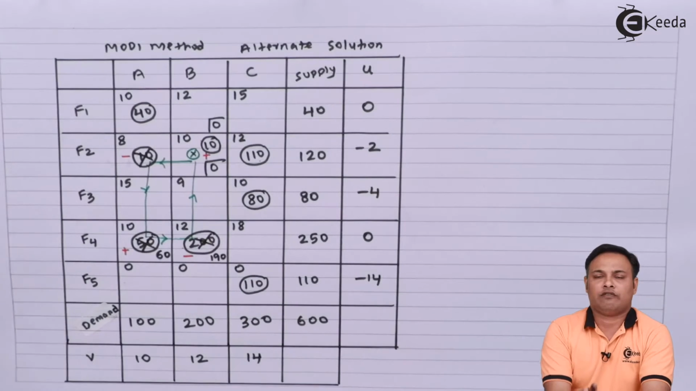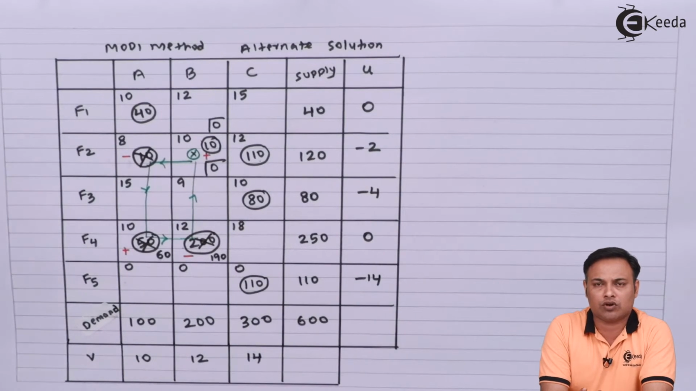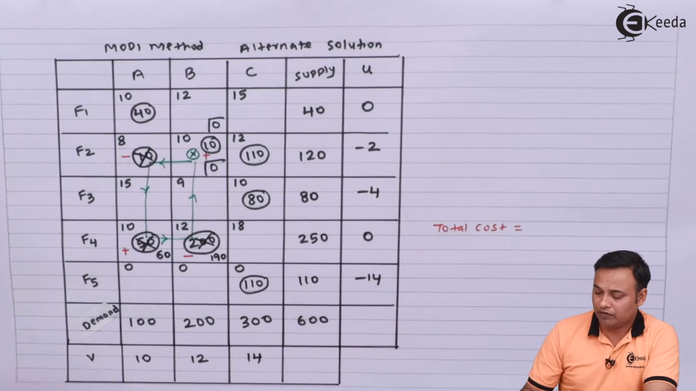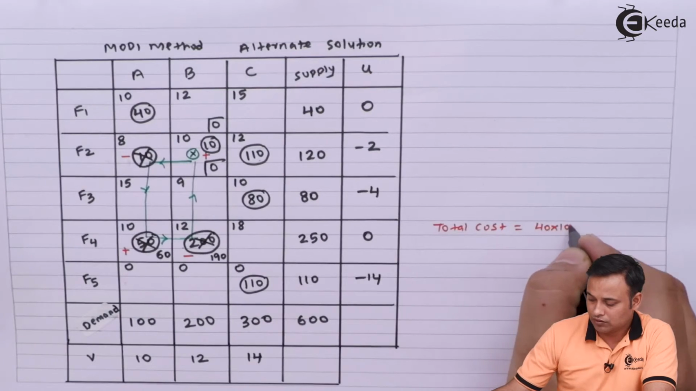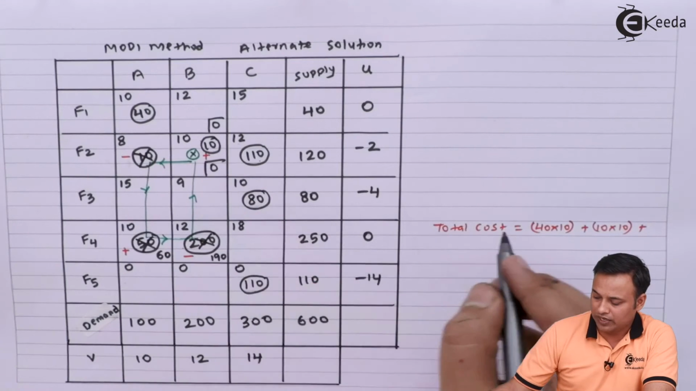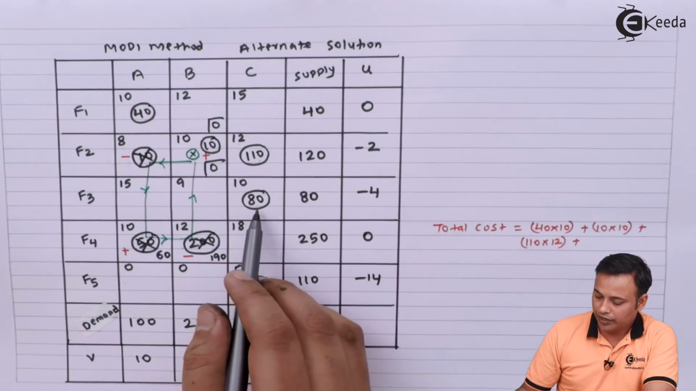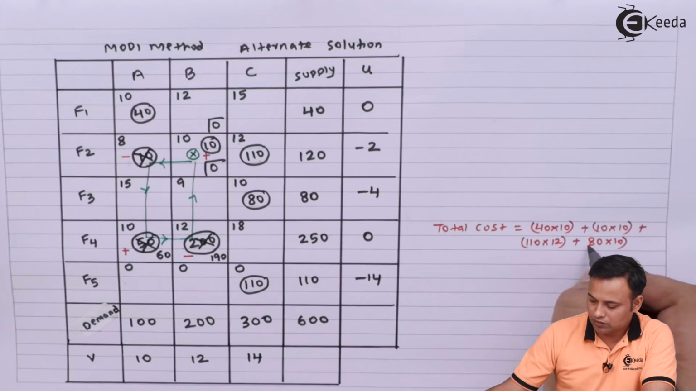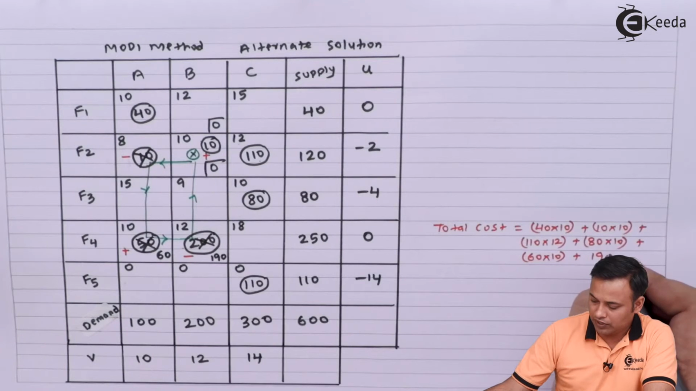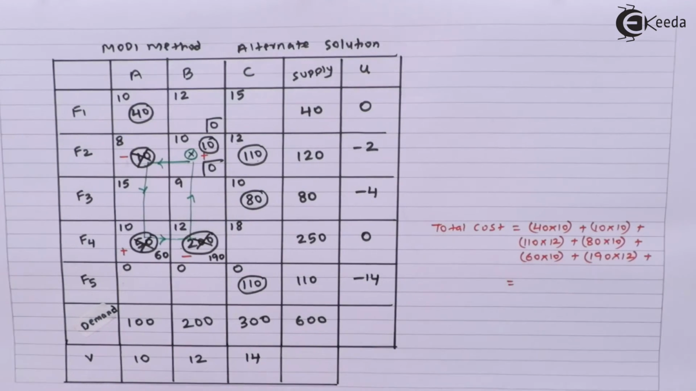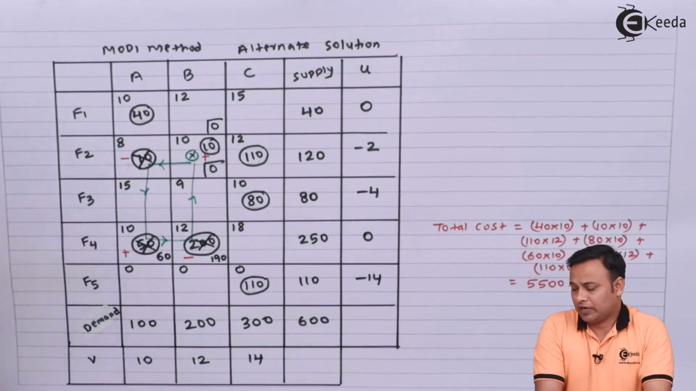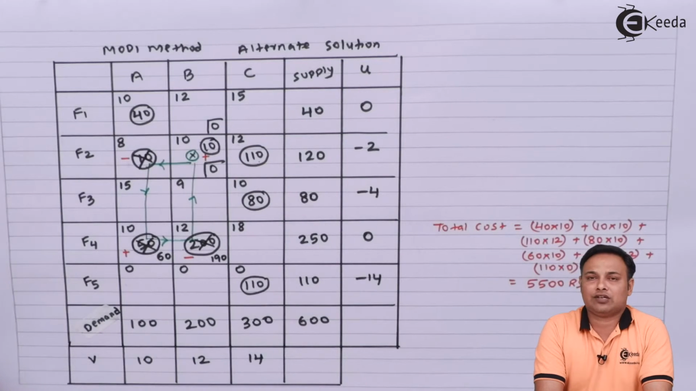Now, as we saw earlier, I won't again check the optimality of the solution. I'll just try to find out whether this solution is an alternate solution or not. So my total cost will be 40 into 10, into 10, 110 into 12, 80 into 10, 60 into 10, 190 into 12, and 110 into 0. So you can see I have obtained the total cost, which is again 5,500.